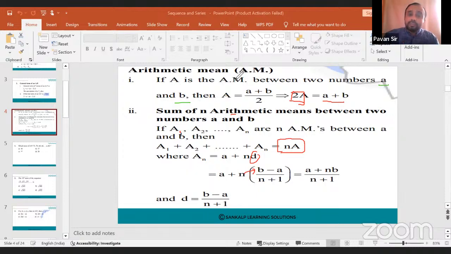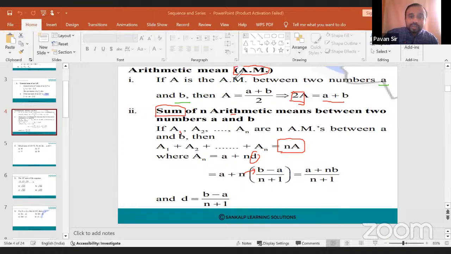Where arithmetic mean is different. Students, try to understand now. Arithmetic mean is only the mean between two terms, that is (A plus B) by 2. But here the difference is the sum of n arithmetic means. Sum of n arithmetic means.